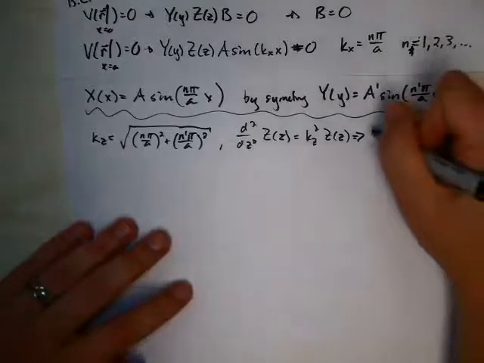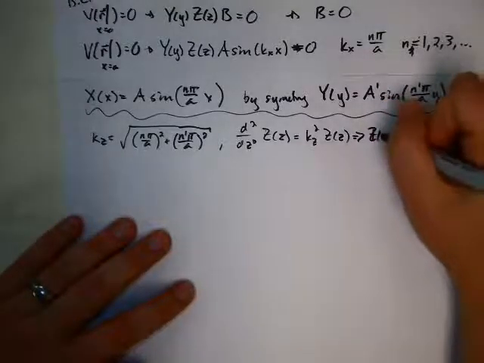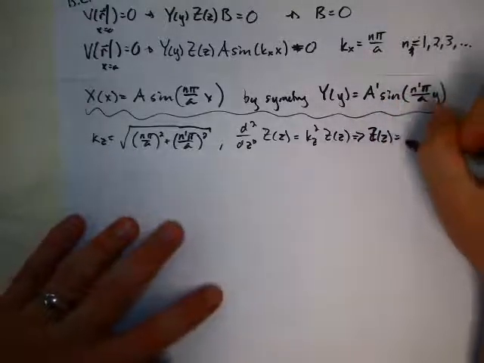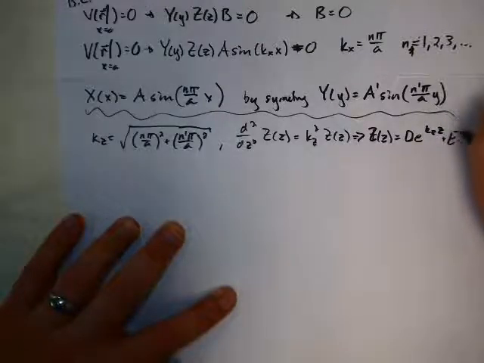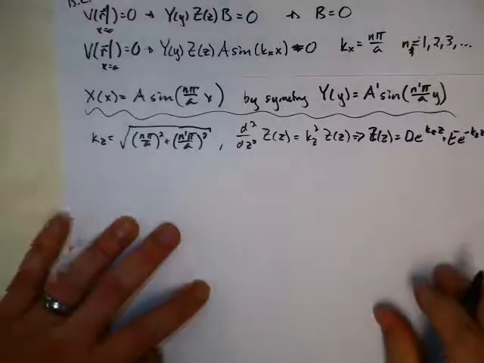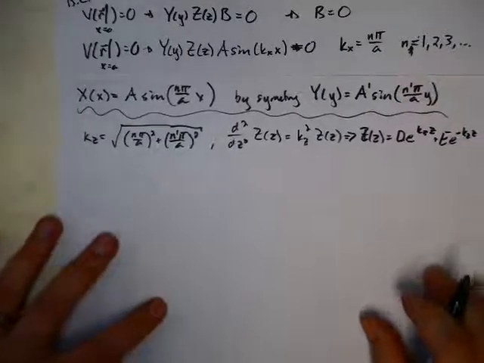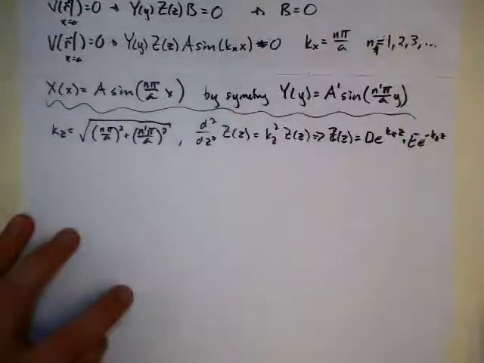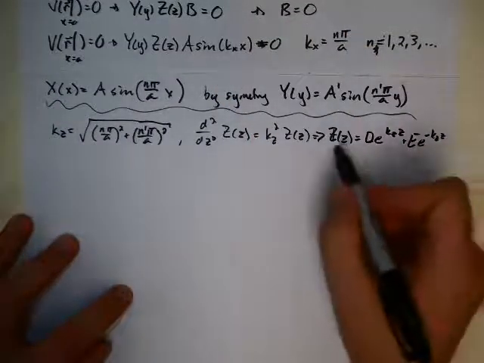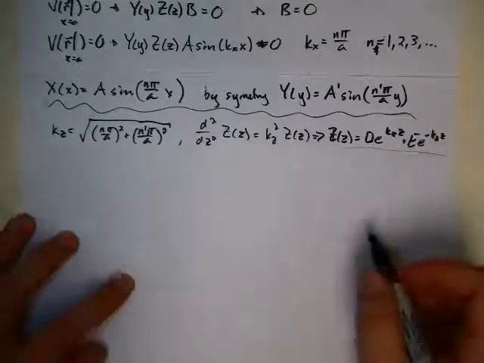So let's say that z of z is going to be d e to the positive kz z plus e to the exponential of negative kz z. Okay, so that's our condition. That's the general solution for z.